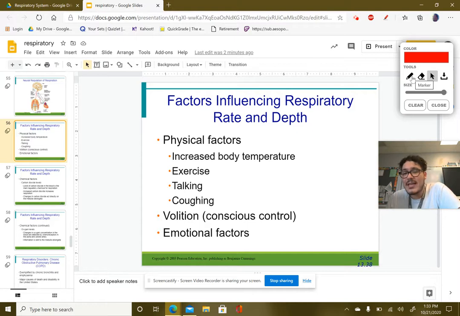Now, there are factors that influence respiratory rate and depth. So there are physical factors and chemical factors. We do need to know both. The physical factors we can talk about real quick. Increased body temperature. When it gets hot outside, and this is Florida, when it gets hot outside, you're going to increase your body temperature. And as a result, your breathing rate is going to increase as well. Just think of dogs. Dogs don't sweat, so how do they cool off?